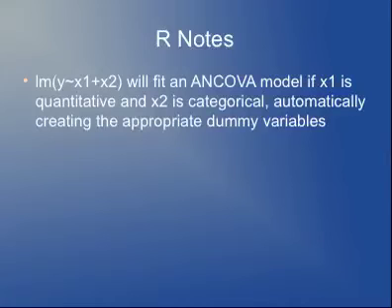And in general, if you have x1 that's continuous and x2 that's categorical, if you say lm(y ~ x1 + x2), that'll fit an analysis of covariance model and automatically create the appropriate dummy variables.